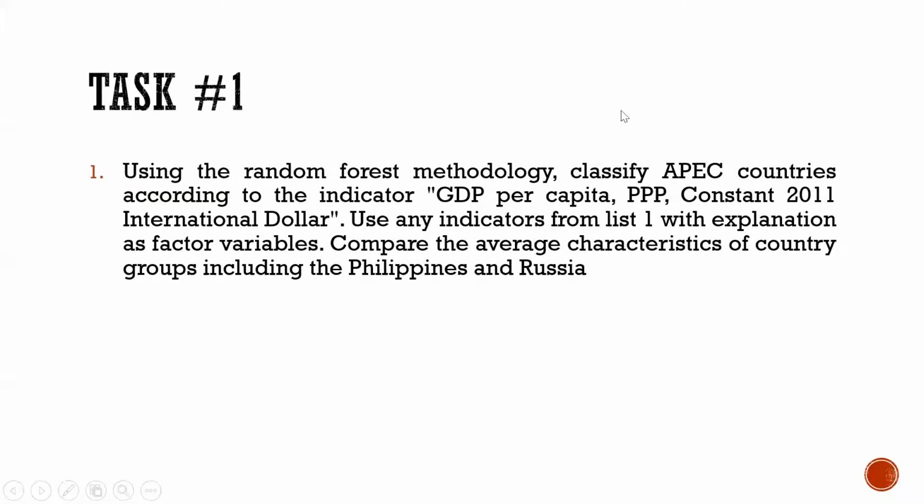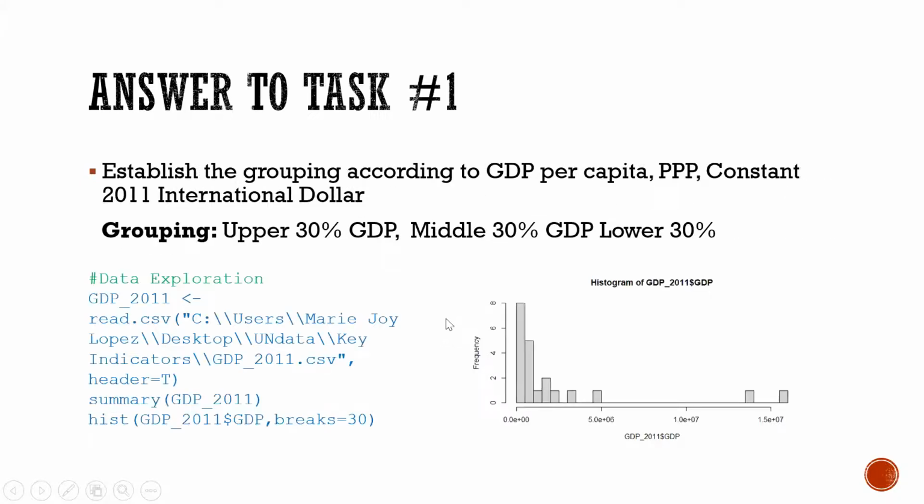So our first task is to use the random forest methodology to classify APEC countries according to the indicator GDP per capita PPP, constant 2011 international dollar. Use any indicators from the list with explanation as factor variables and compare the average characteristics of country groups including the Philippines and Russia.